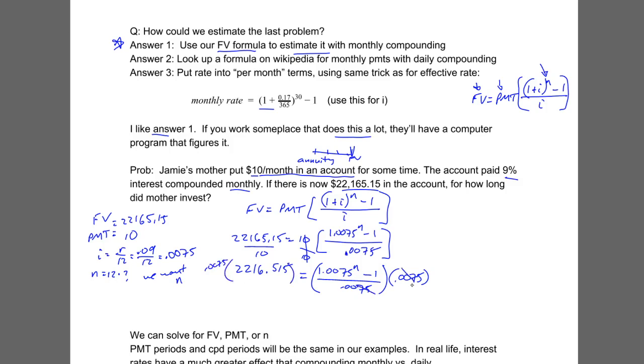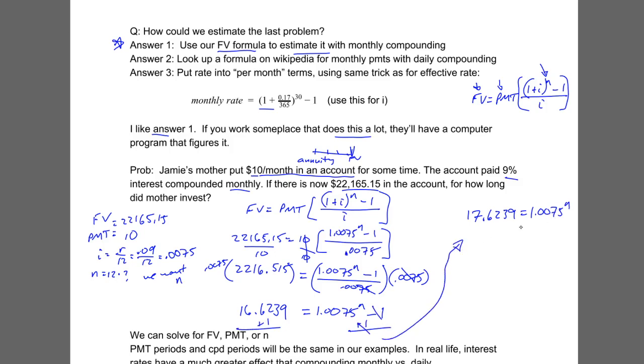And on the right side, we'll just be left with this little gem. And then on the left side, I have to do that. So 0.0075 times 2216.515 is 16.62 something or other. 16.6239. Looks good. Add 1 to both sides. So 17.6239 is, like this. Add 1. And those go away. And then we're coming back up here.